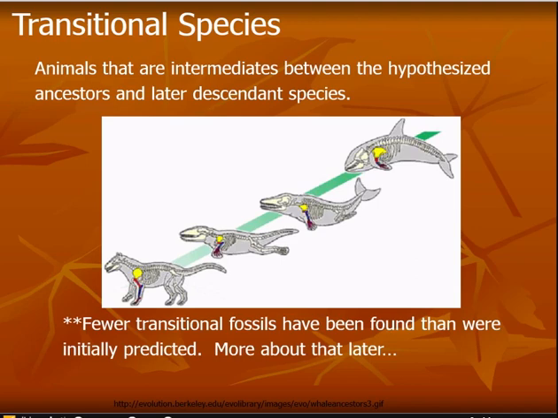As an FYI, not as many transitional fossils have been found as they originally expected. We're going to talk about that a little bit later, why scientists haven't found the transitional species that Darwin himself had actually predicted.